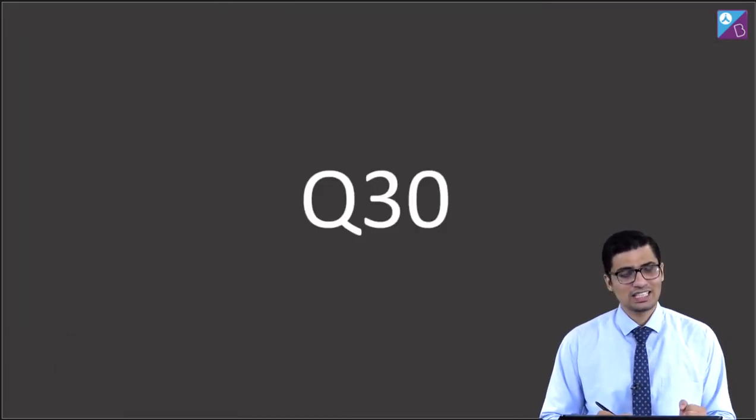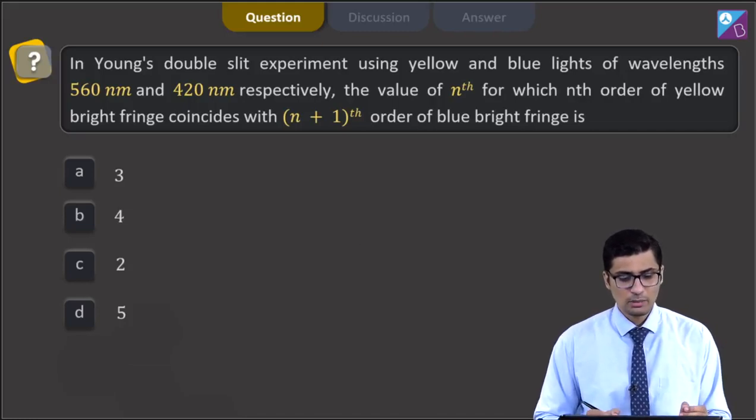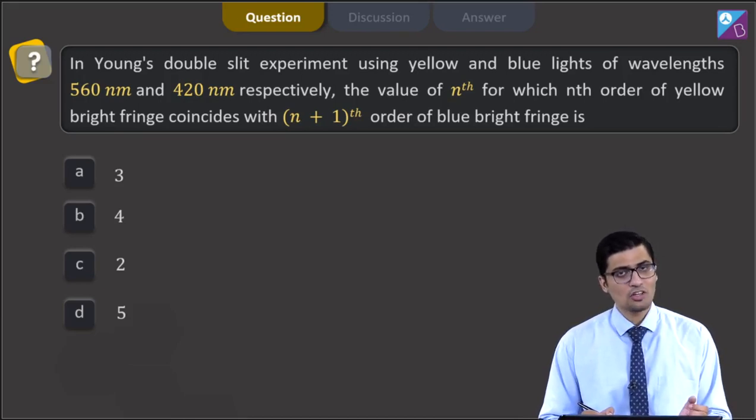This is question 30. The question says, in Young's double slit experiment, using yellow and blue lights of wavelength 560 and 420 nanometer respectively, the value of n for which nth order of yellow bright fringe coincides with n plus 1th order of blue bright fringes. 3, 4, 2 or 5.